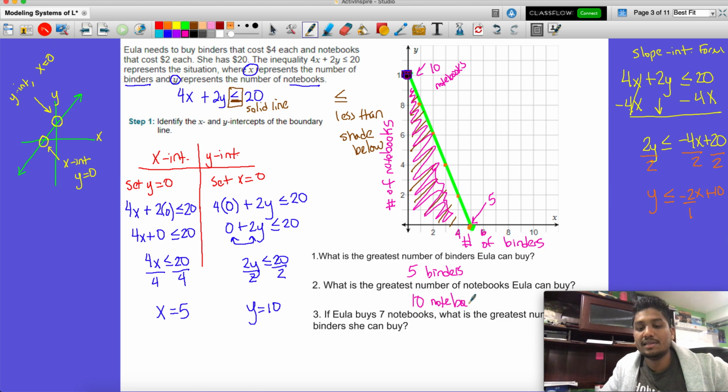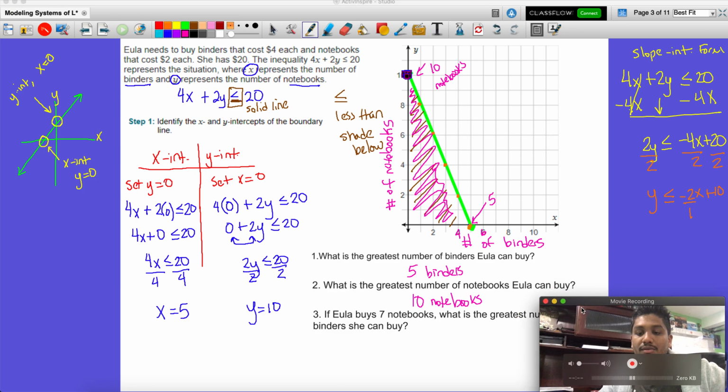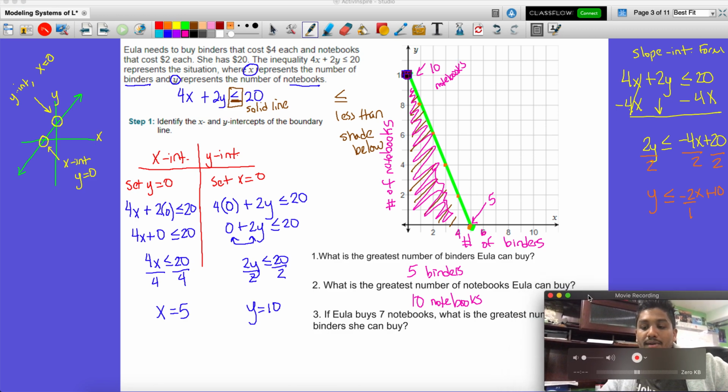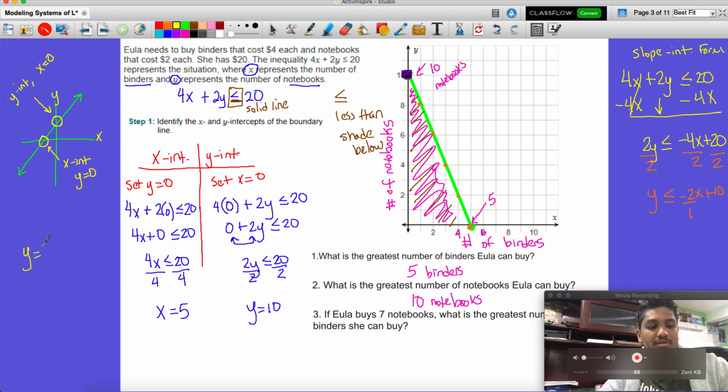And then finally, they just want to ask you now, if Euler buys 7 notebooks, what is the greatest number of binders that you can buy? So I'm going to write on the side here, notebooks. Now, what variable was notebooks? Do you remember? Yeah, it was definitely going to be the y. So I'm going to write y is equal to 7. Now, they're telling us how many notebooks she needs to get, hands down, right? Like she needs to get this number.